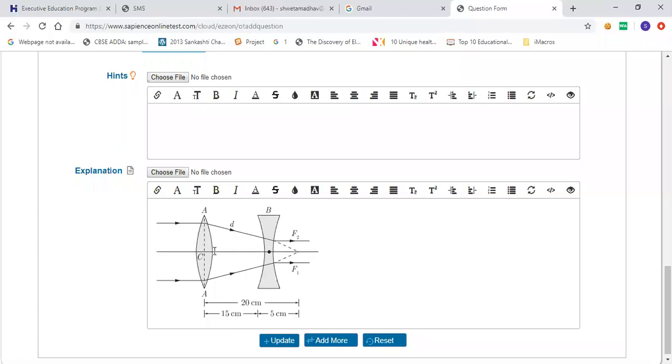So total distance from this point, this is optical center of the convex lens, to this point is 20 centimeter. From optical center of the second lens, the focal length is 5 centimeter. Then what is the distance between this point and this point? How much is it? 20 minus 5, 15. I'm not able to use this. I will try that one.